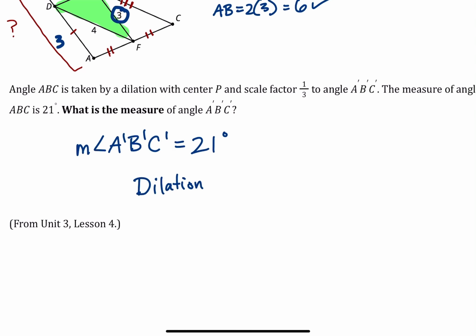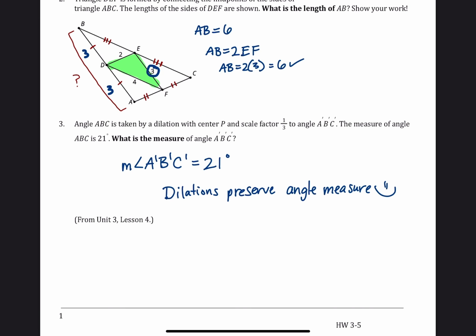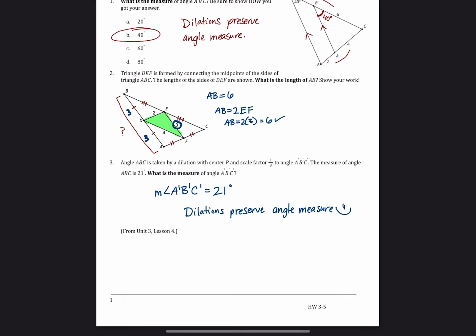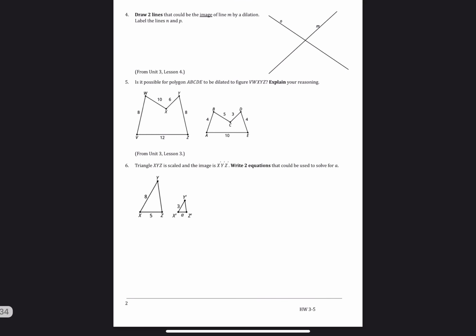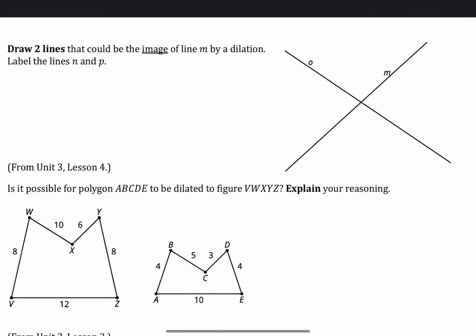And I can say dilations preserve, which just means keep the same. They preserve angle measure. So can't fool us. We know dilations preserve angle measure. I literally wrote it up in question 1. So let's move on to question 4.